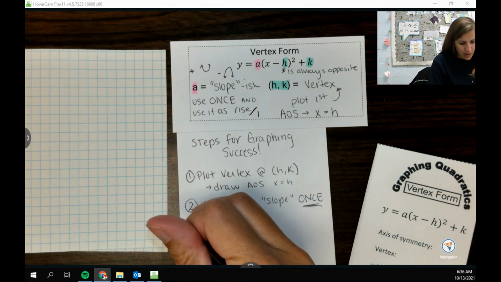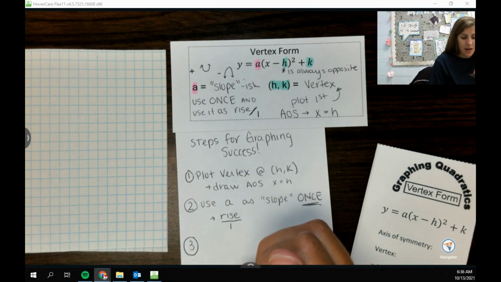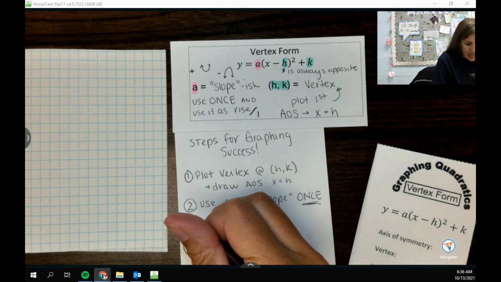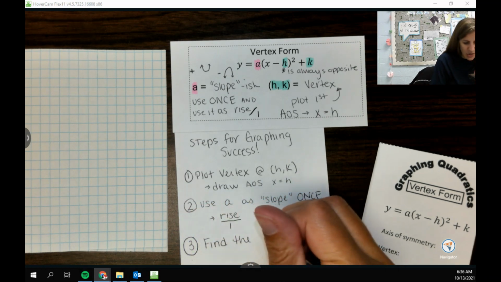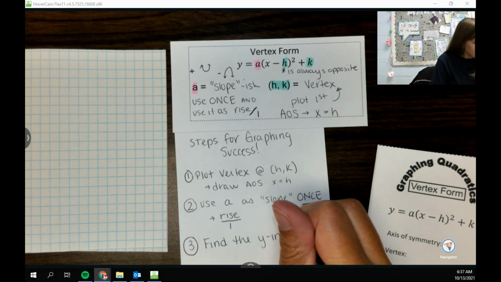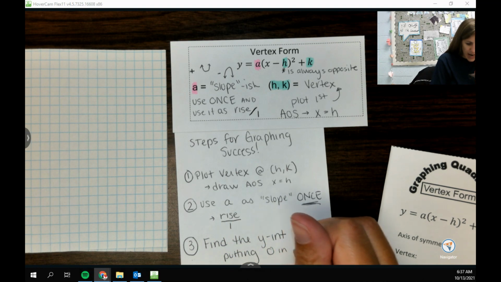However, we can get one more pretty easy point. Another easy point that's quick to find is the y-intercept. We can find the y-intercept by putting 0 in for x.